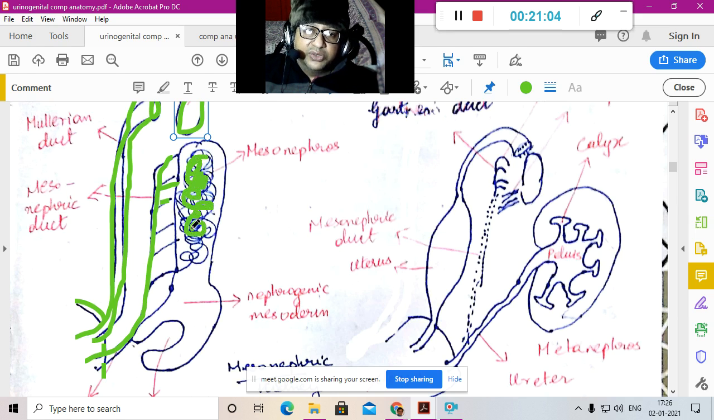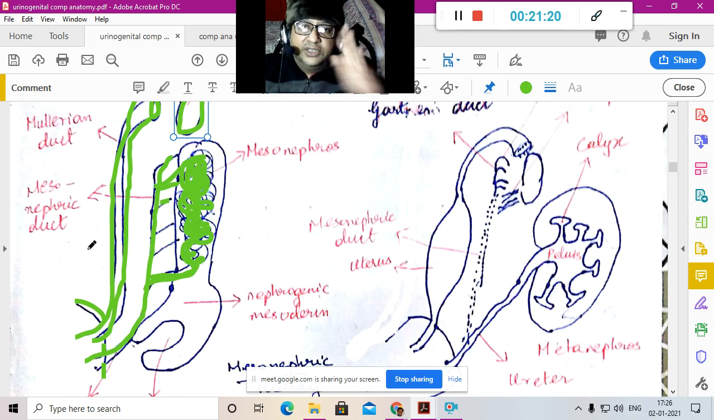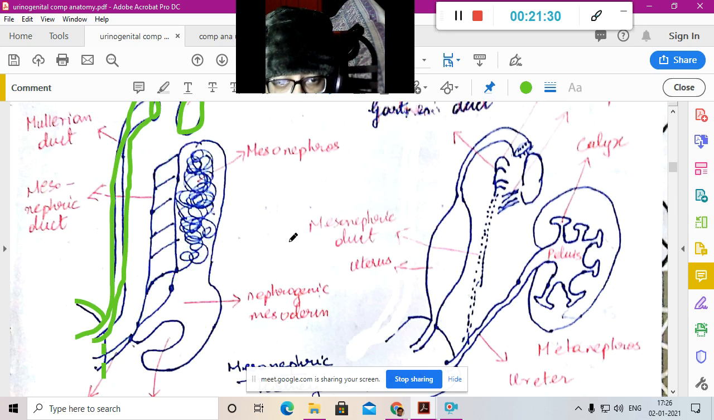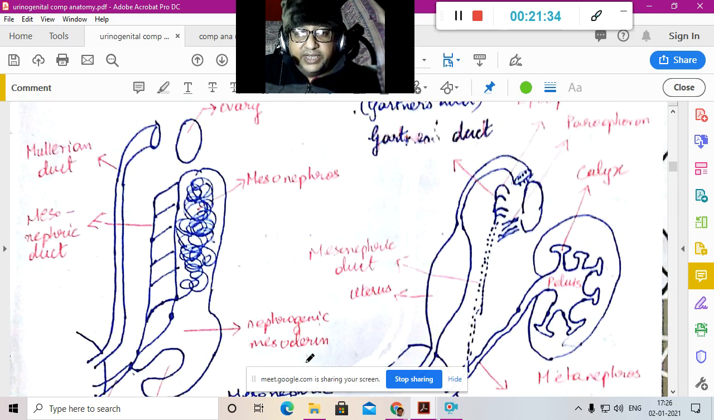All the filtration processes take place inside. This starts from here, it convolutes like this, and then it comes out like this. All filtration and absorption, all urinary functions, take place like this. And this is the cloacal chamber. One is just on the other side. On this side also, parallel to it, there is one more structure like this. This is the nephrogenic mesoderm.